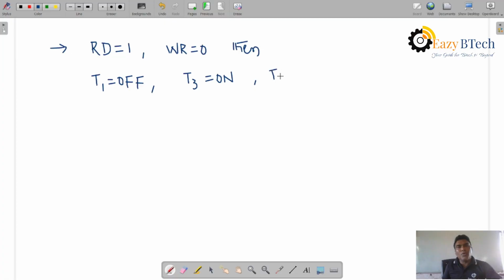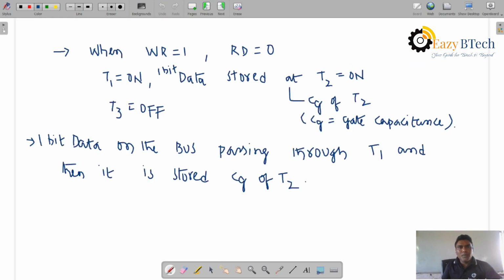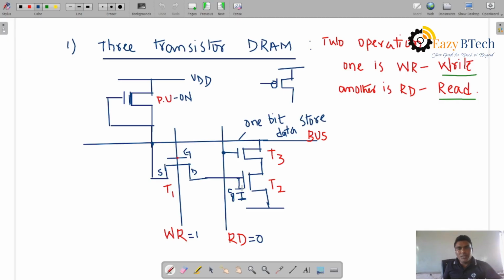T2 is also on. T2 is already on, and it has 1 bit of data stored, right? So both T3 and T2 are on, and T3 pulls down to ground. Both transistors are on. This was already on when write operation is equal to 0. Now this will be 0.